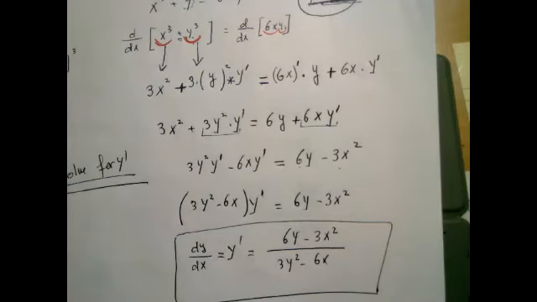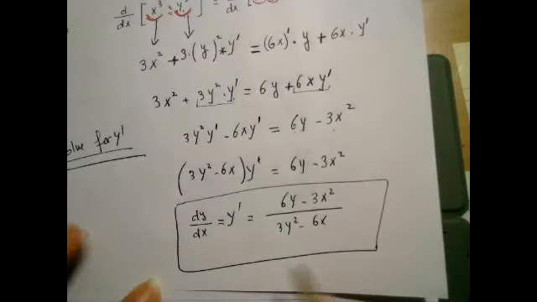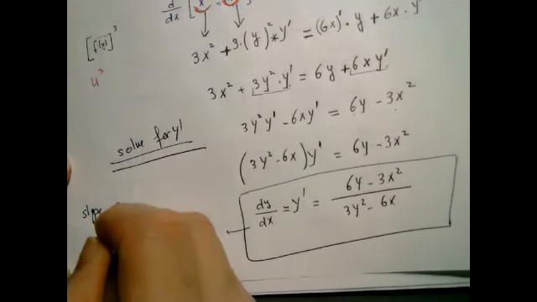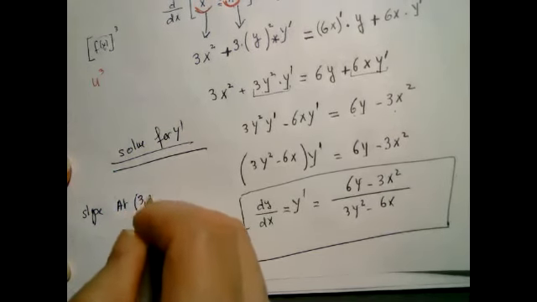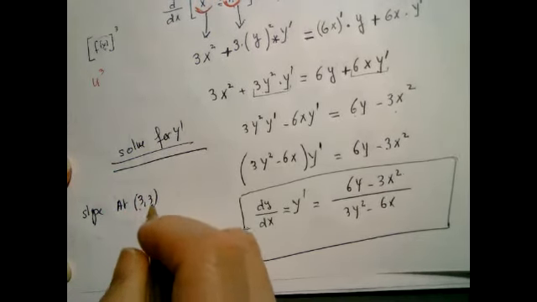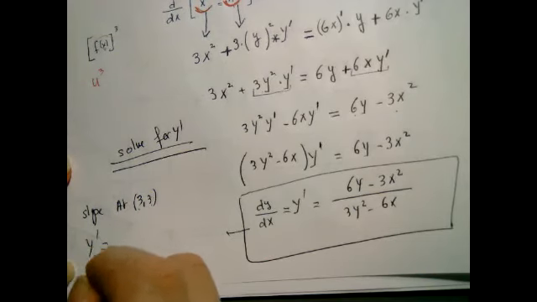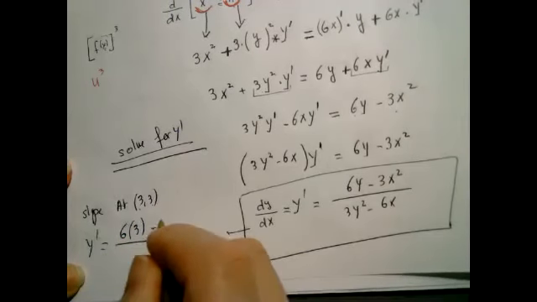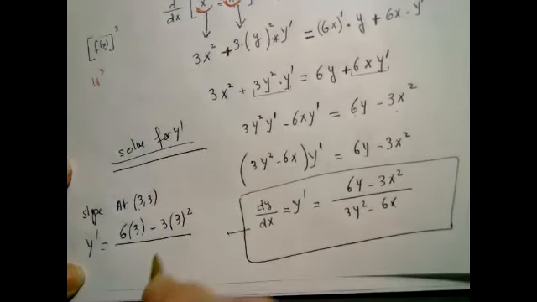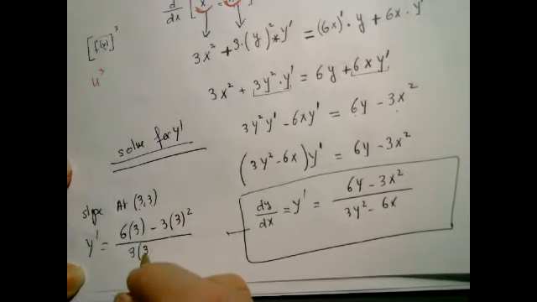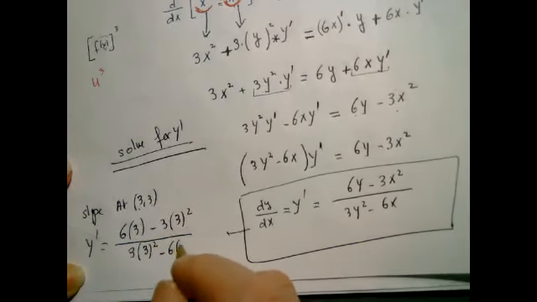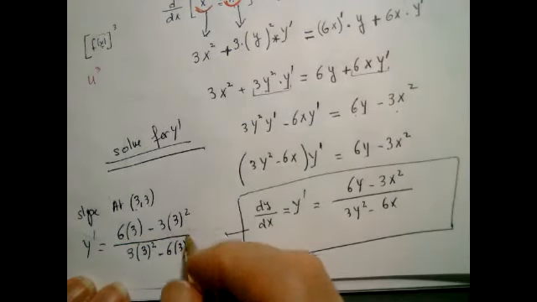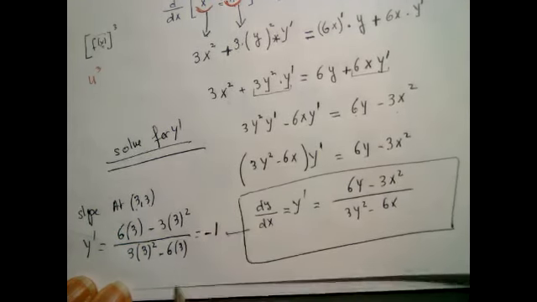Now, if I want a specific point, so if I tell you, okay, what's the slope of the tangent line at the point (3,3), and realize I have to give you the x value and the y value, and now you just plug in (3,3) here. We get 6 times 3 minus 3 times 3 squared over 3 times 3 squared minus 6 times 3. Okay. And it seems to be -1 in this particular simple scenario.